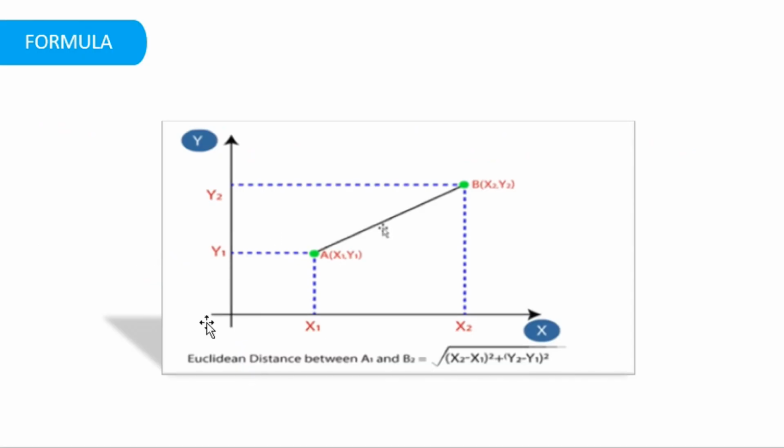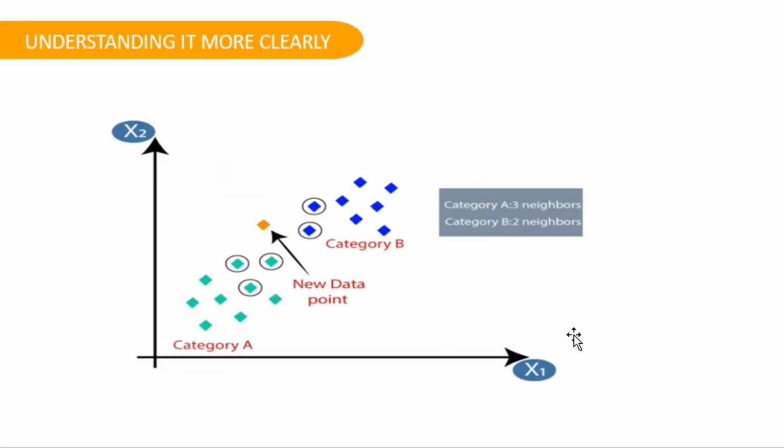So, the general formula which we use in KNN is nothing but the Euclidean distance formula. Let us suppose we have 2 points A and B, where x1, y1 are the coordinates of point A and x2, y2 are the coordinates of point B. Then the distance between these 2 points A and B is calculated by the formula: square root of (x2 minus x1) whole squared plus (y2 minus y1) whole squared. So let us understand it more clearly.